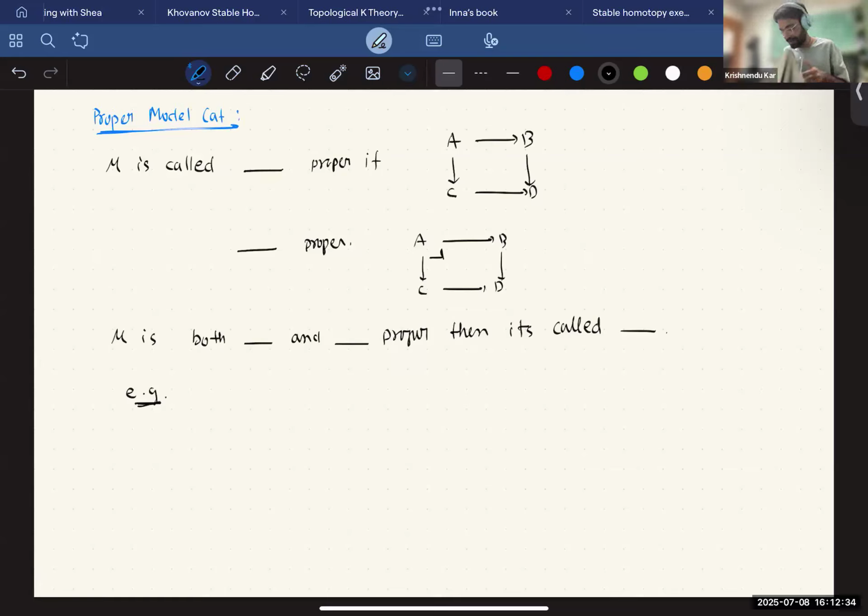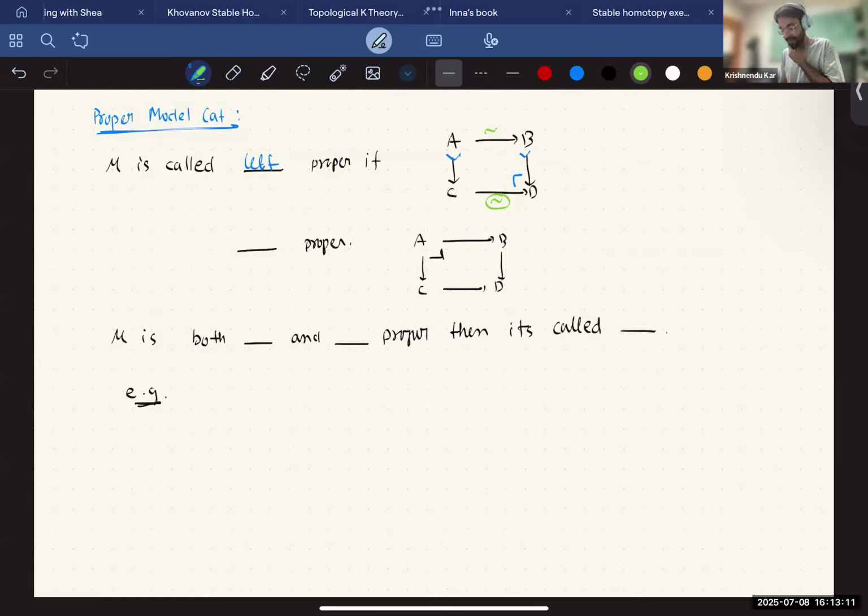Let's talk about proper model categories. So the topological category, the category of simplicial sets, the category of simplicial abelian groups, these are all proper. What I mean by proper is, okay, let's talk about left proper. So this is called left proper if I start with this pushout diagram, with the condition that this is your cofibration. That means because this is a pushout diagram, by default you have a cofibration over here. And if this map A to B is a weak equivalence, then we will end up with a weak equivalence over here.